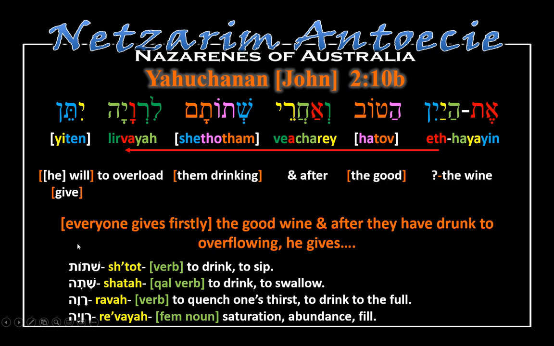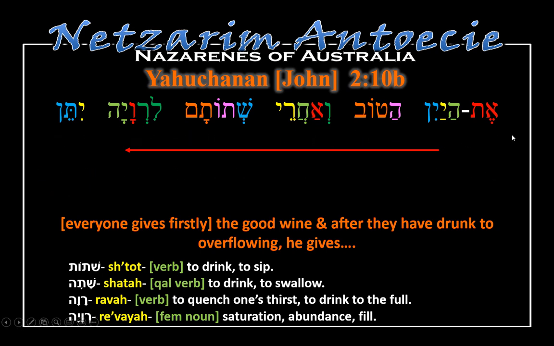So let's look at the translation. Everyone gives firstly the good wine, and after they have drunk to overflowing, he gives. So there's like a comma there. And so we can read that now. Et hayayin ha-tov ve'acharei she-shatotam lirvaya yiten.